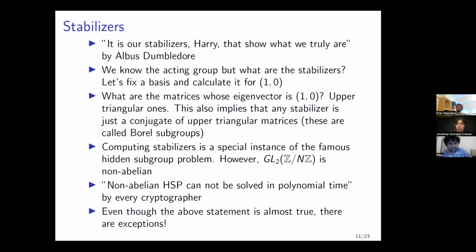And as I mentioned, computing stabilizers is always a hidden subgroup problem. But GL2 Z over NZ is not an abelian group. I wanted to have something funnier here, but the quote is: non-abelian hidden subgroup problems cannot be solved in polynomial time. So this is the quote by every cryptographer. And this is not so far away from the truth, but it's not true. So this is something you should take into account.